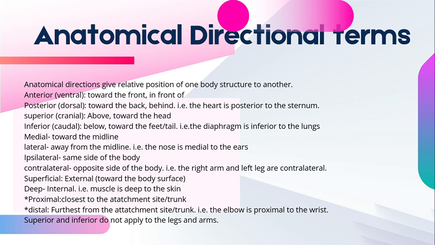The next two are going to be used solely for your arms and legs. Keep in mind that superior and inferior are not going to apply to your arms and legs at all, though. So first one applying to your arms and legs is proximal, meaning it is closest to the attachment site or trunk, and distal, meaning furthest from the attachment site or trunk.